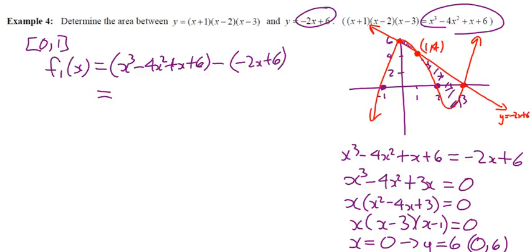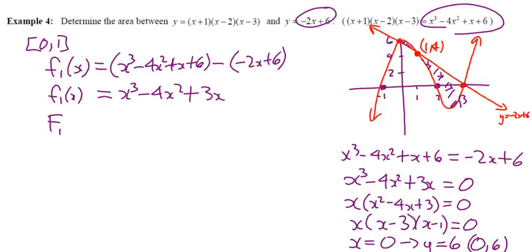Okay, so just simplify that. What do we got? X cubed minus 4x squared, that's going to add plus 3x. Done. Okay, so that's f1 of x.